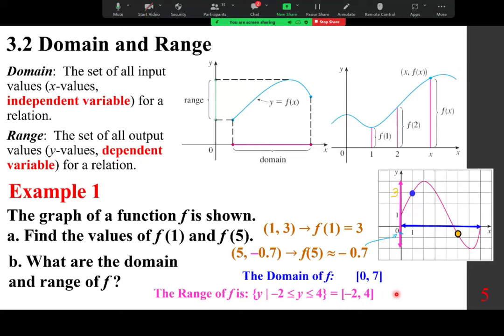How you represent that is up to you, everybody. If they ask for the interval notation, that would be the answer. Again, pretty straightforward. Interval notation makes it, I think, pretty easy to understand.